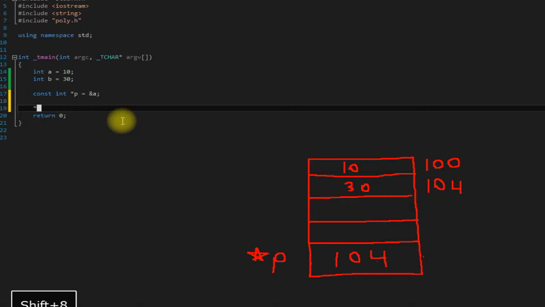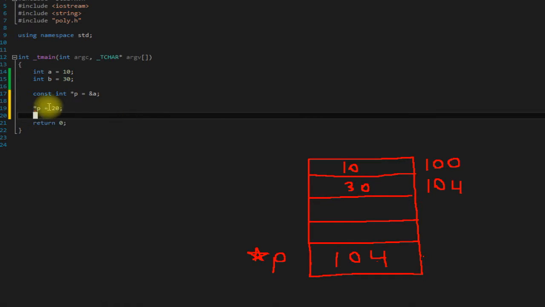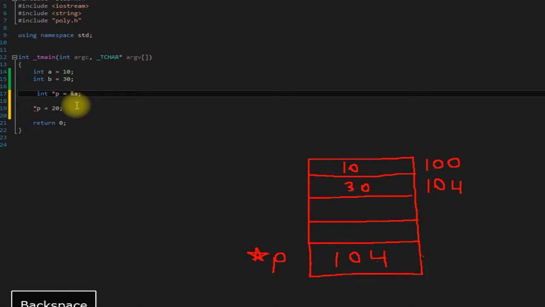So if we try to say dereferenced p equals 20, it won't let us because we're saying that this is constant. We don't want this to change. So we take that away. Oh, a little too far there. Now it allows it because it's no longer a constant.